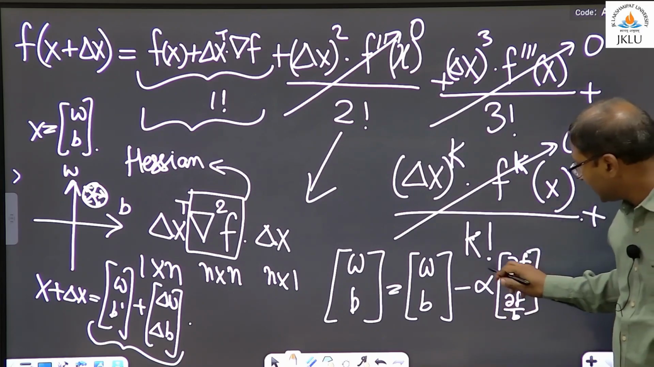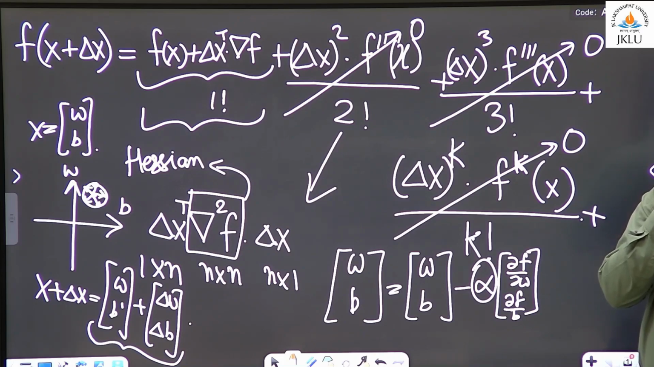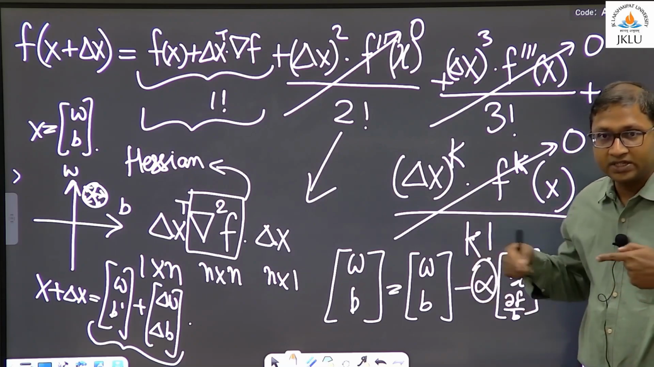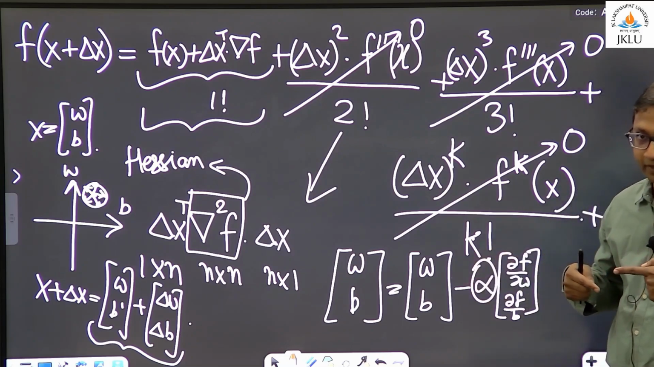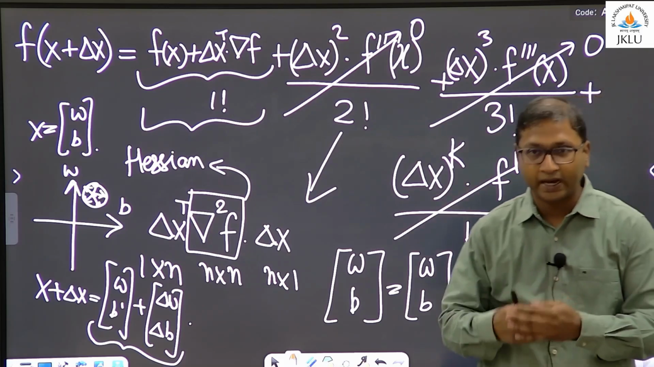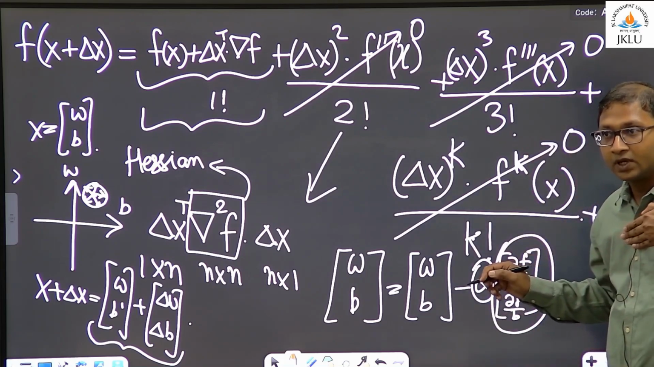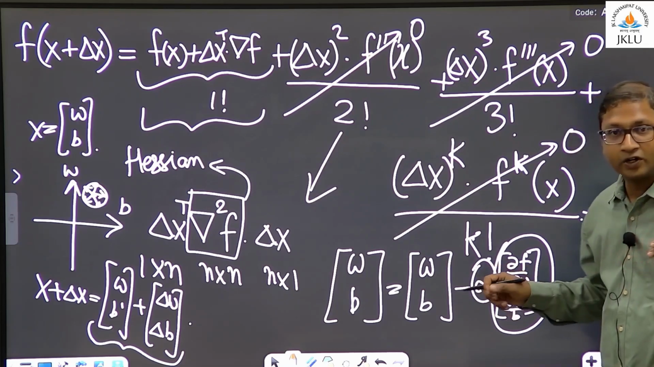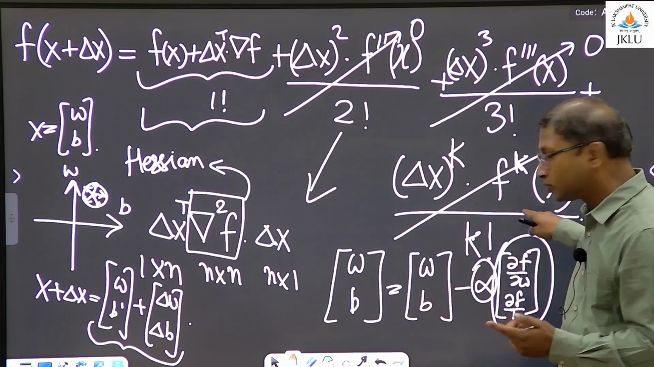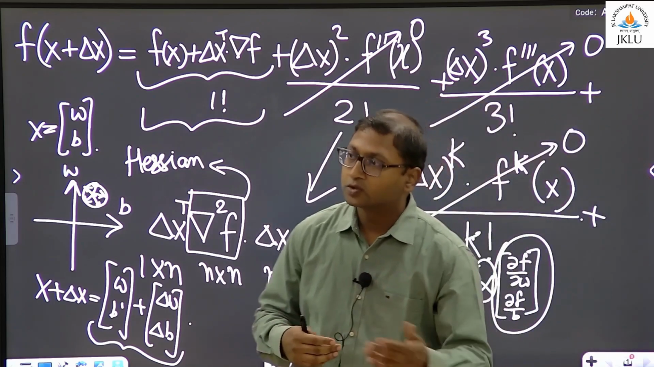Why do you need this scalar now? You want to control the step size. If you take alpha to be higher, you are going to move in this direction with a larger magnitude. If you take alpha to be smaller, you are going to go in this direction with a smaller magnitude.